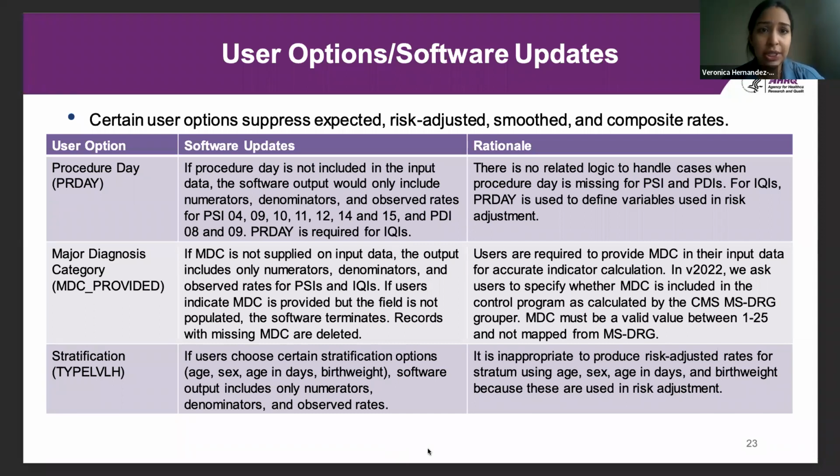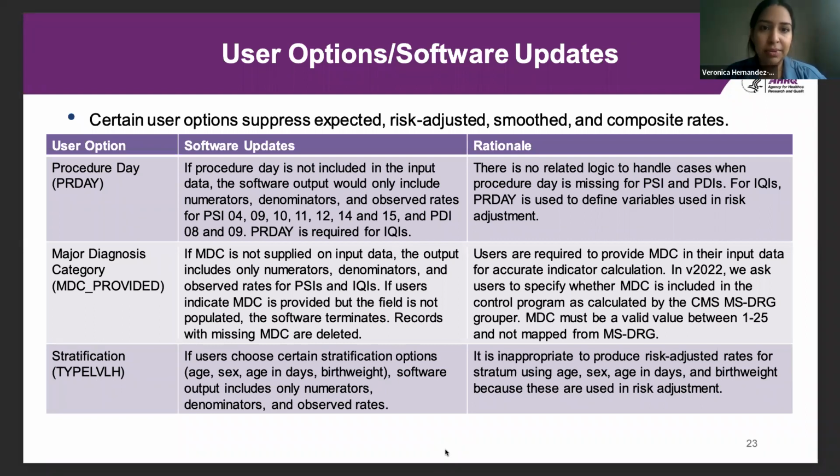To that effect, we've added logic to delete records with missing MDC when the control program specifies MDC is provided on the input data. And we've also added a check in the software to confirm the MDC field is not empty when a user indicates MDC is provided. So if that MDC field is completely empty, meaning it's null, the software will not allow you to calculate the indicator rates. And again, these changes are to ensure users are providing non-missing MDCs for accurate indicator calculation.